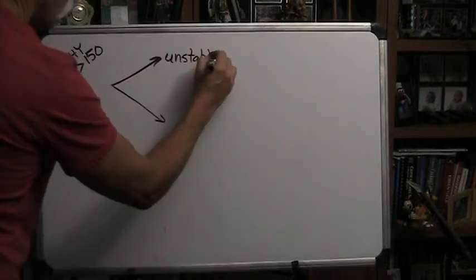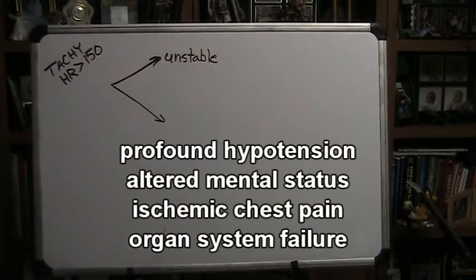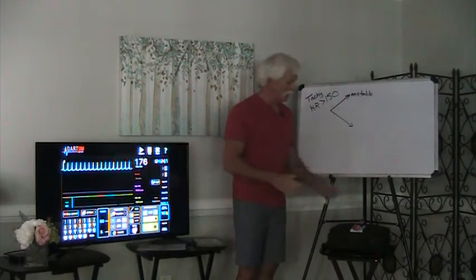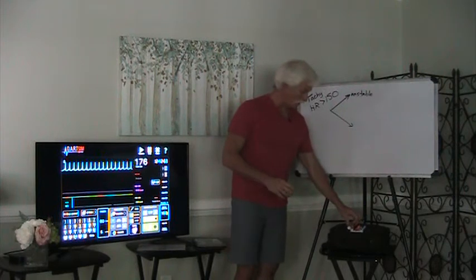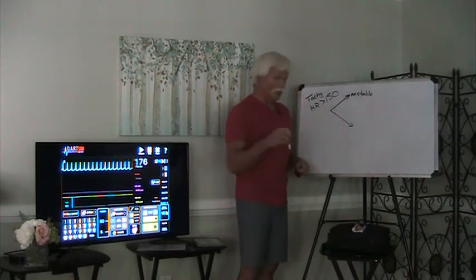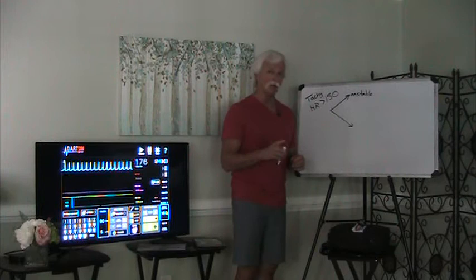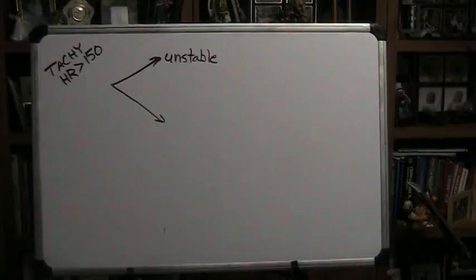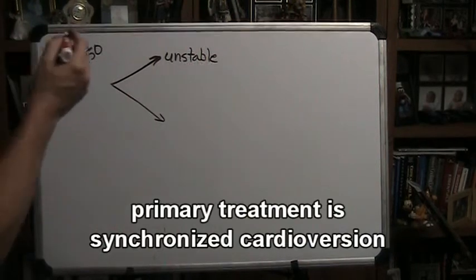American Heart Association criteria for unstable includes profound hypotension, unconsciousness, ischemic chest pain, or organ system failure. If your patient presents with any of those or any combination of that category of symptoms, they must have their tachycardia interrupted immediately by the fastest and most efficient means possible, and that's with synchronized cardioversion.